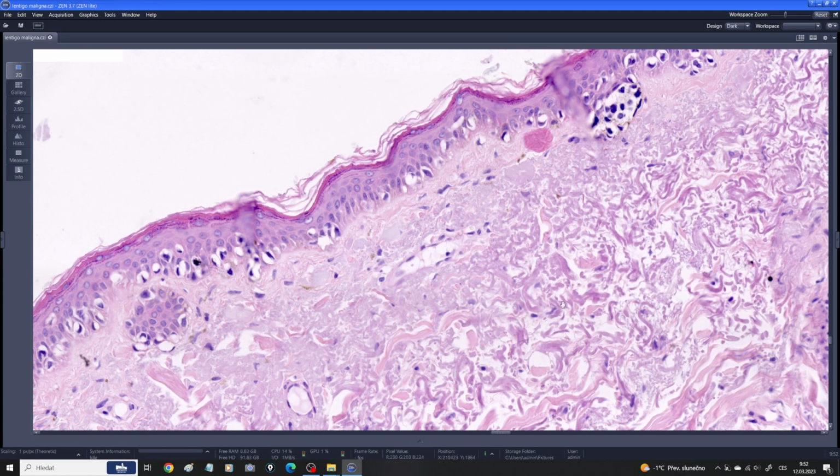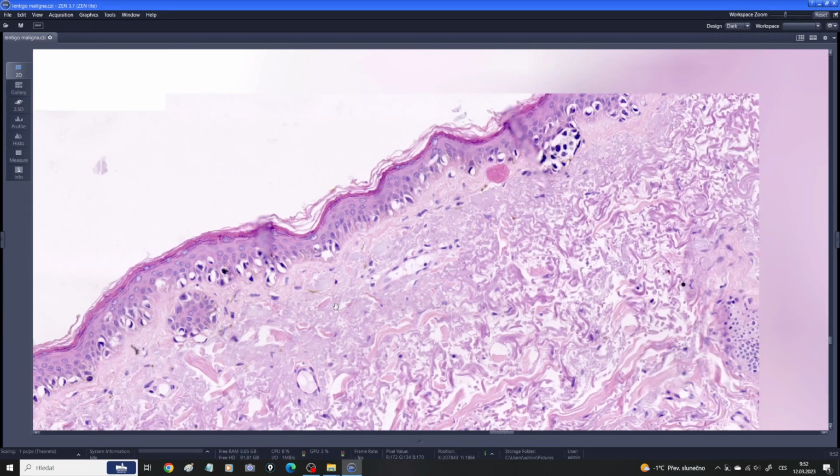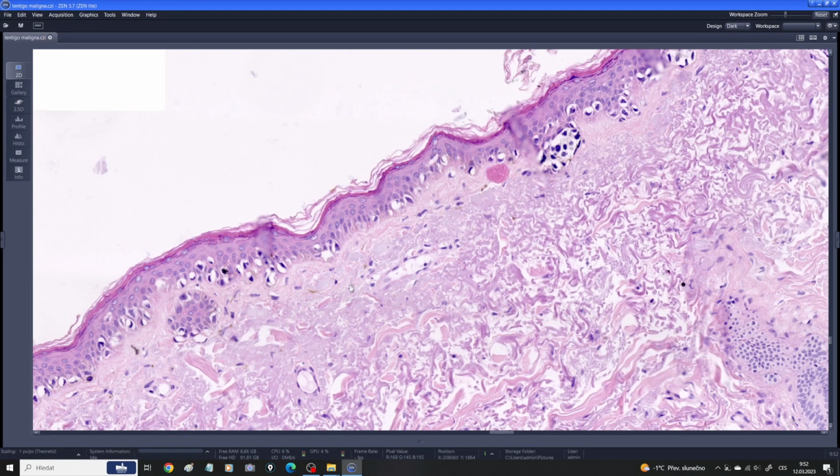There is no invasion into the dermis. So lentigo maligna is basically a melanoma in situ. So you can appreciate the melanocytes in the basal layer of the epidermis with no invasion into the dermis. So this is lentigo maligna. As I said, it can be mistaken for lentigo simplex, but in contrast to lentigo simplex, you can appreciate a striking atypia of the cells, as you can see here.